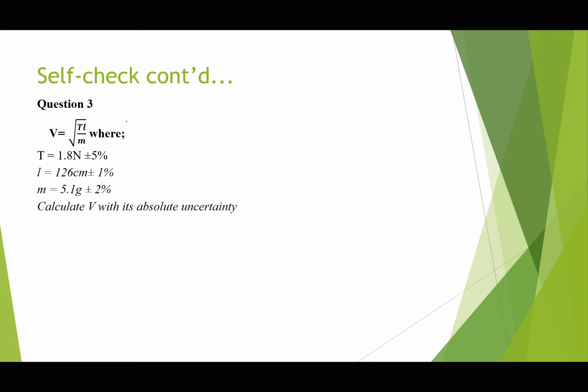So here they have given you percentages. Then they have even given you the square root. We have seen how to handle the root. We have seen multiplication because there is T times L. We have seen multiplication and division. How shall we deal with this and come up with the final answer?